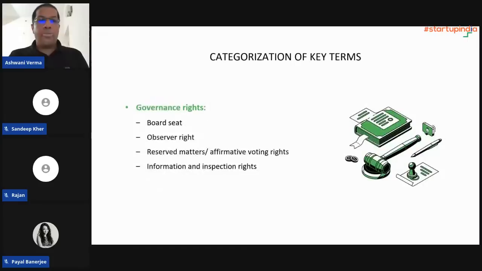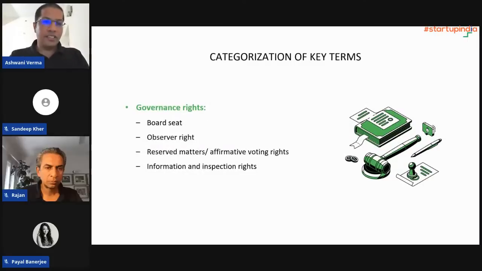Sure. Okay, the second set of rights which we would like to discuss in today's session are governance rights. As the name suggests, this obviously entitles the right holder to have some visibility as well as say in the day-to-day operations of the company, and some of the larger issues or corporate actions that the company would be undertaking. The most important one here is board seat, though it might not be very common for a lot of investors who take board seats at seed stage itself, which is also the case with Surge.